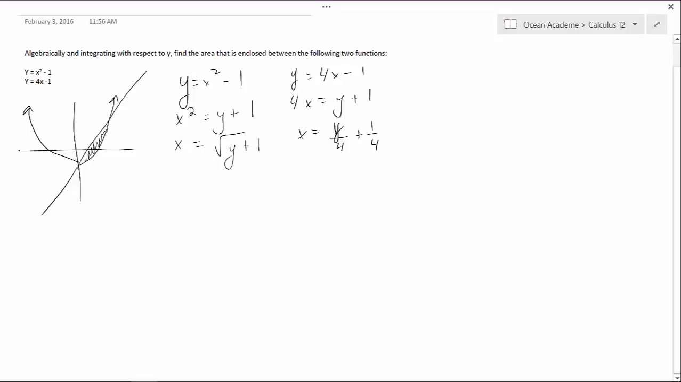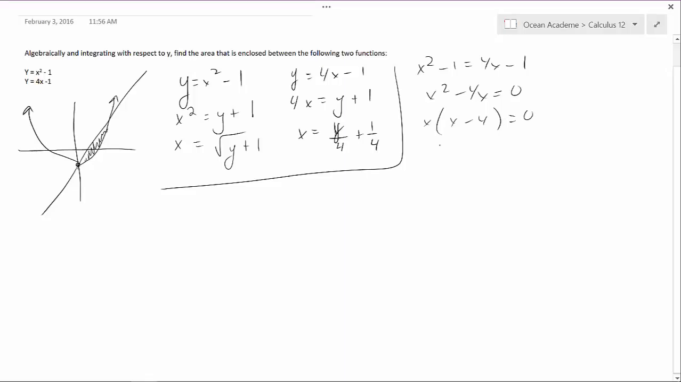Now we have to determine what our limits would be. Our first limit here is quite easy. That's at x equals 0. I suppose the best way to illustrate this would be x squared minus 1 equals 4x minus 1. Solve for x to determine what our two intersections are at the x. So this would be x squared minus 4x equals 0, and then we pull out the x, that leaves x minus 4, and that means our x would equal 0 and 4.